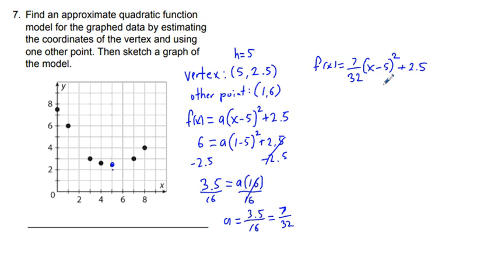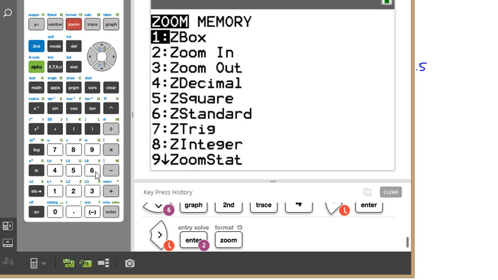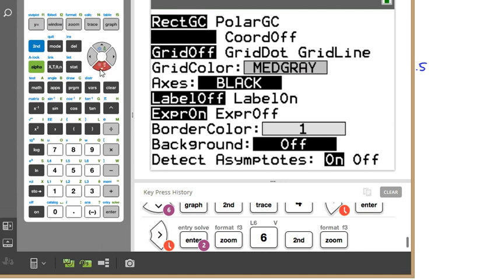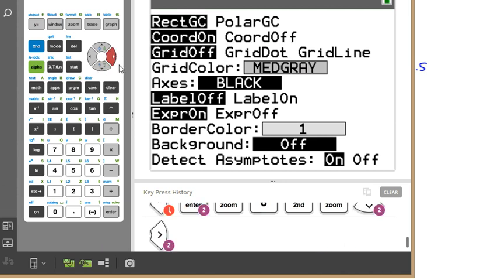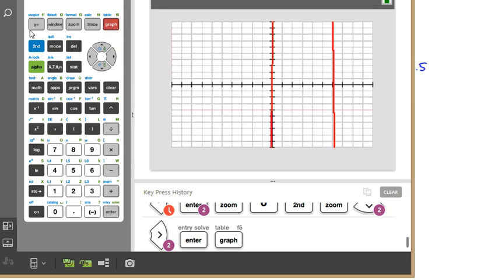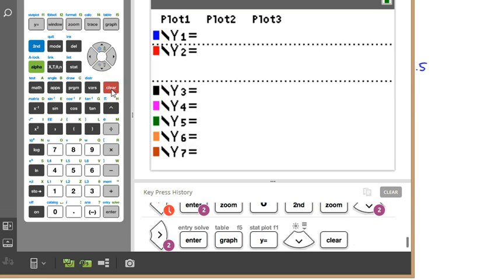It says go ahead and sketch the points, sketch in the graph. Here's what I'm going to do. I'm going to go to zoom standard, which is zoom 6. I'm going to also press second format and get the grid lines here. So I do that. That helps. Get the proper equation here. And you could put 3.5 over 16.